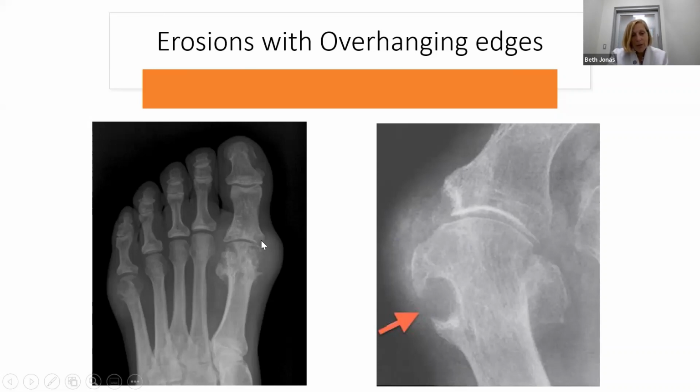Now, I will say you might look at the joint here and say, oh, that looks like a marginal erosion, and you wouldn't be wrong. But then there's this lumpy, bumpy soft tissue swelling, which is likely your tophus, and this overhanging edge. So if you're looking at this film, and this is the only piece of information you have, and of course, you will have more information than this, this is more likely to be gout because of this lumpy, bumpy soft tissue swelling and this overhanging edge. It would be unlikely to see an overhanging edge in a patient with rheumatoid arthritis.